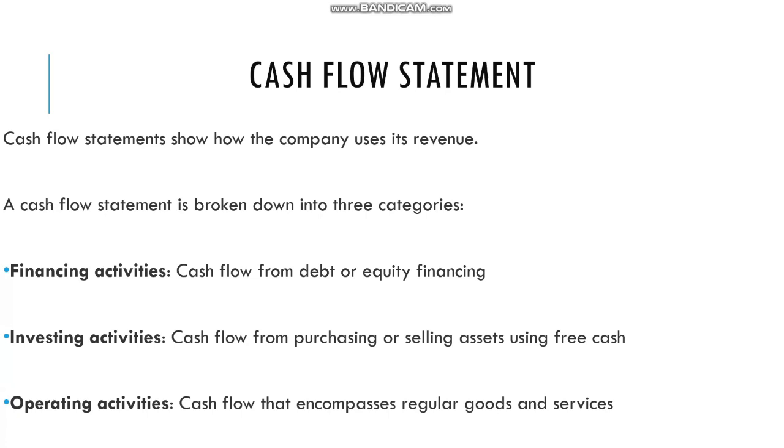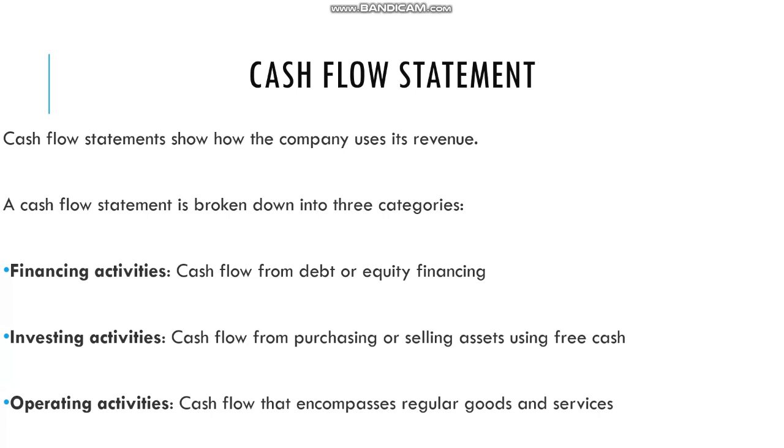The cash flow statement shows how the company uses its revenue. It gives investors and shareholders a direct look into how effectively the company is spending its money, particularly in the context of long-term and short-term investment. The cash flow statement can be broken down into three categories as well: financing activities, investing activities, and operating activities.